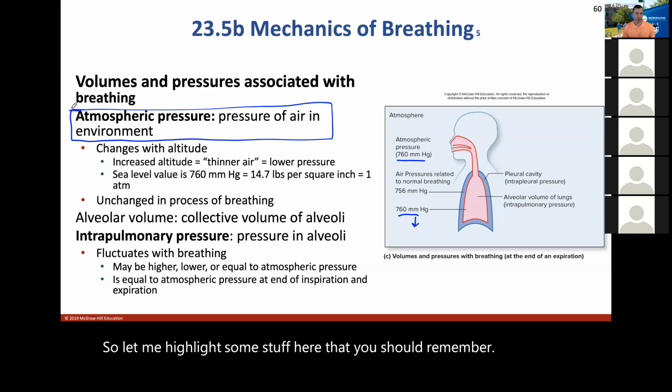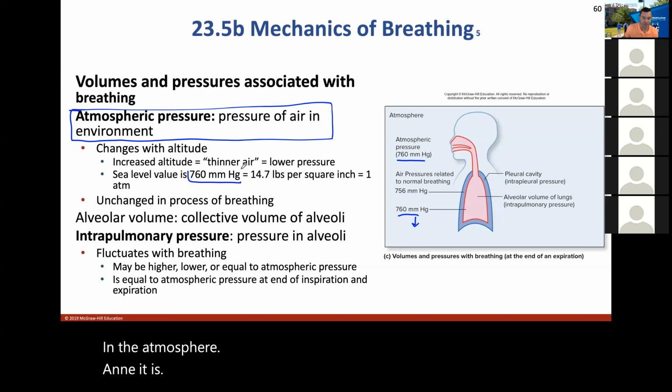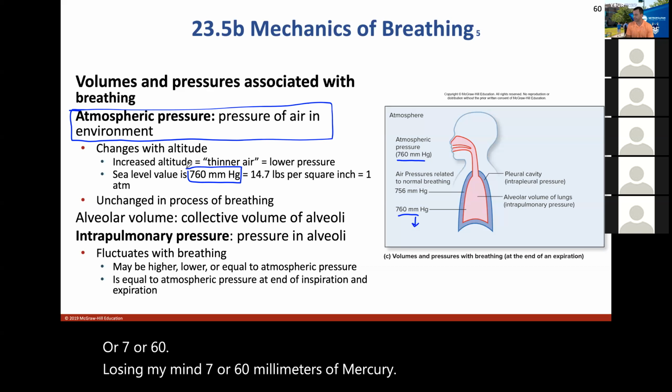Excuse me, atmospheric pressure. What is it? It's the pressure of air in the environment, in the atmosphere. And it is 760 millimeters of mercury. Okay.